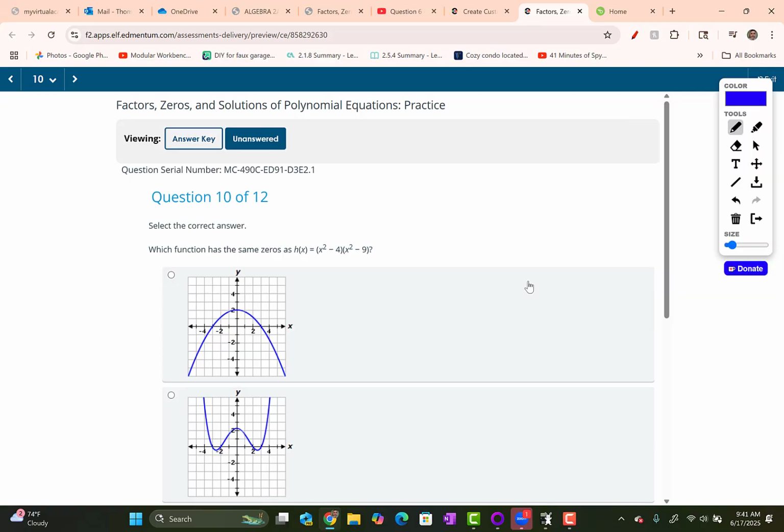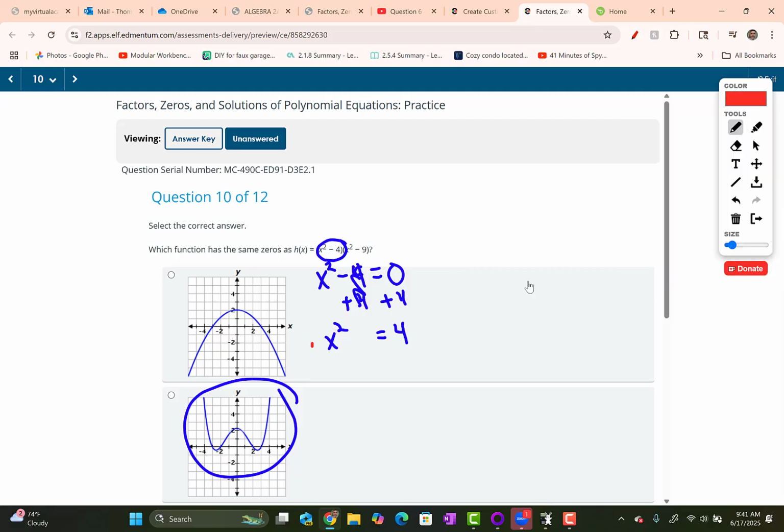So to verify that it is this W-shaped graph, I'm going to take each factor, starting with x squared minus 4, setting it equal to 0. And I'm going to solve this using the square root method. Add 4 to both sides, and we get x squared equals positive 4. Finally, we'll take the square root of both sides, and when we take the square root of both sides, we end up getting a positive and negative answer, in this case positive negative 2. And we can see this graph right here does indeed cross at positive and negative 2.